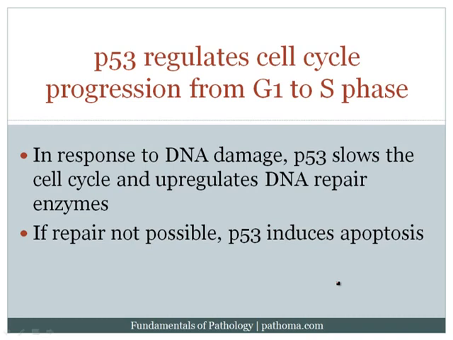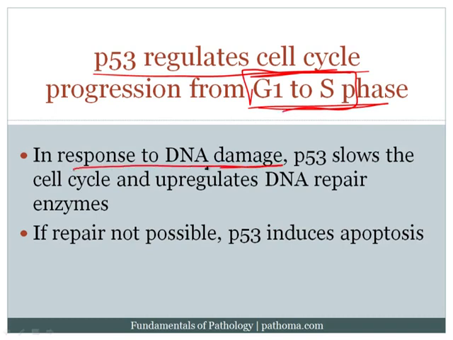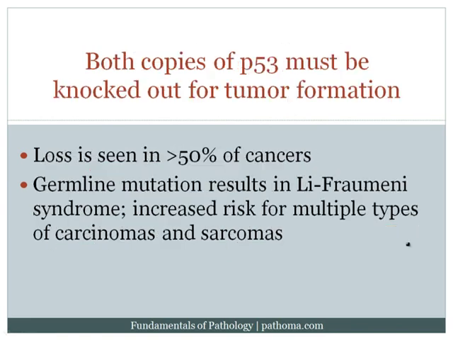All right, so let's read together. What do I say here? P53 regulates the cell cycle, in particular progression from the G1 to S phase. Now again, what does P53 do? In response to DNA damage, P53 upregulates DNA repair enzymes. All right. However, if repair is not possible, P53 induces apoptosis. And I've already explained how apoptosis would occur.